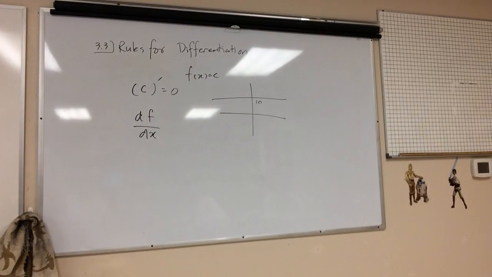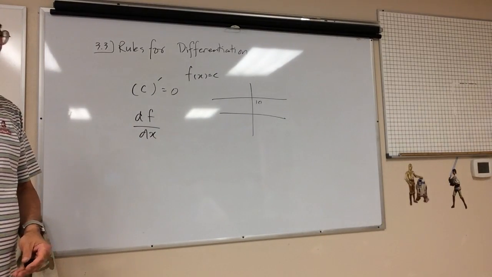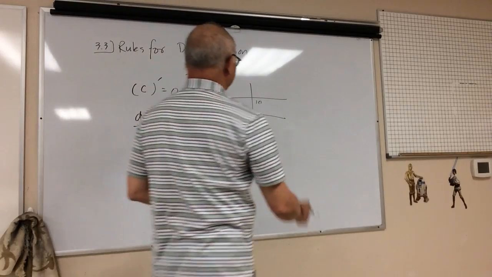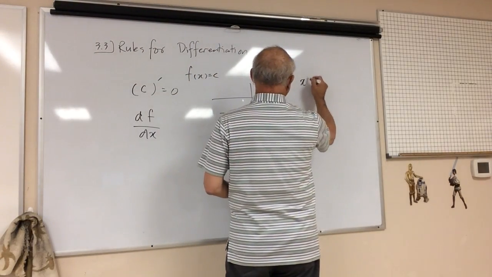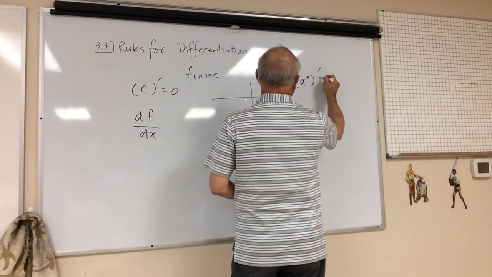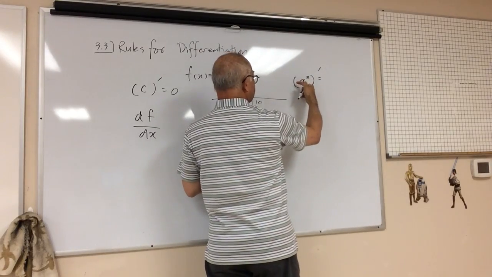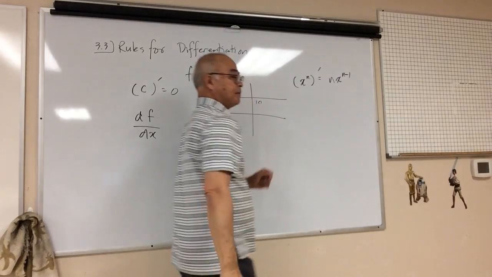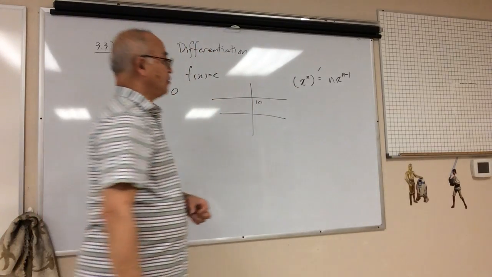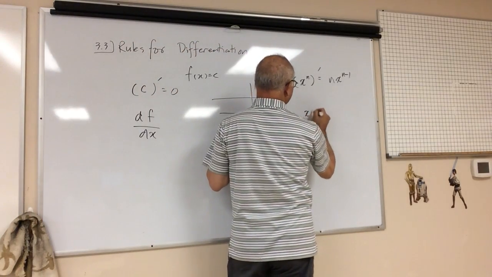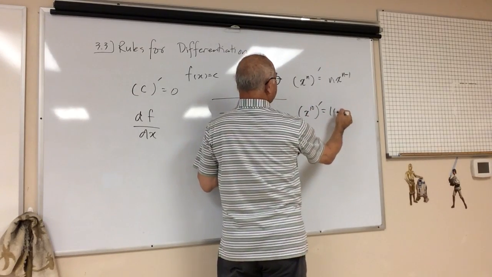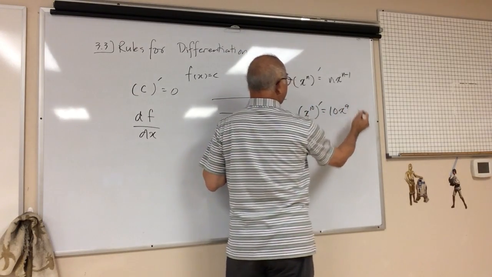So what does it mean? Rule number 2, we already did, right? We did that one. So x to the nth power, if I take the derivative, the n just comes to the front, and I get that. In other words, x to the 10th power, I take the derivative and I get 10x to the 9th.